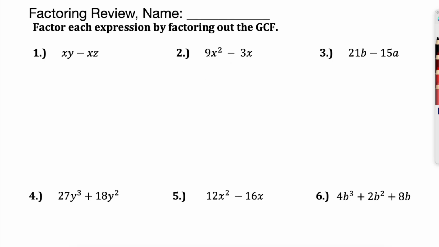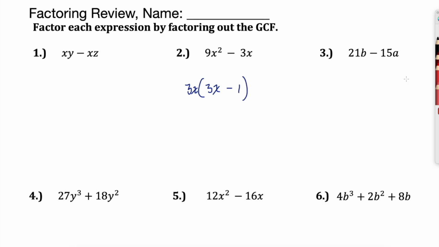Well, that would be 3, and then we look at the x term, so if I have an x squared and an x, my greatest common factor for this would be 3x, and I would take that out of 9x squared, and that would give me 3x, and if I take that out of 3x, I get minus 1.